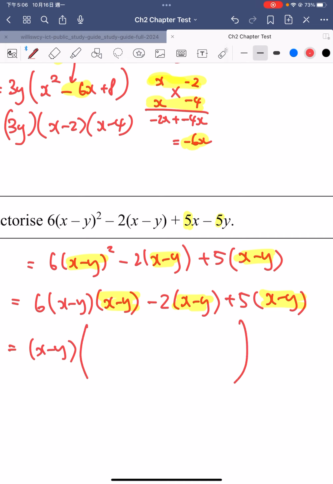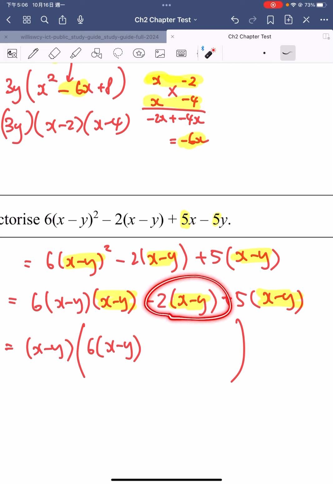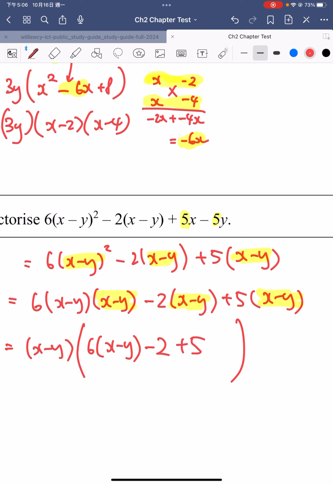So we have the x minus y as the common factor, and after you take out the common factor, you write a big bracket. Okay, so now we have the 6 times x minus y times x minus y. Take out one of the x minus y. Then what we left is just this 6 bracket x minus y. And then for the 2 times x minus y, you take out x minus y, what we left is this 2, and keep the front sign, which is negative 2. So similar for the last part, we have the positive 5.